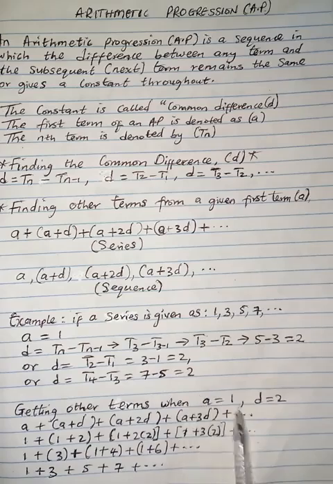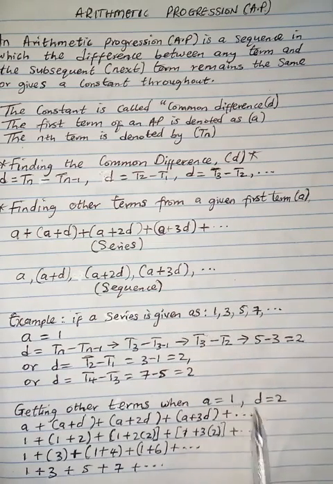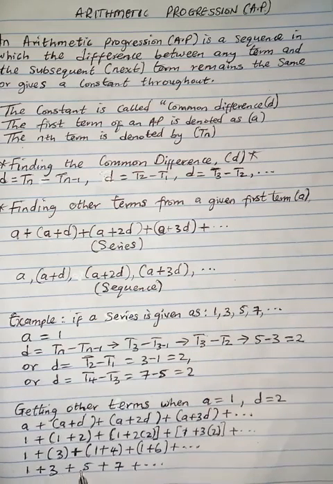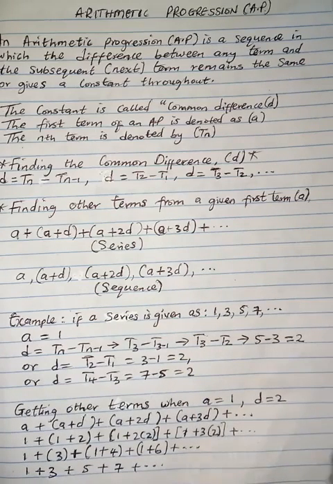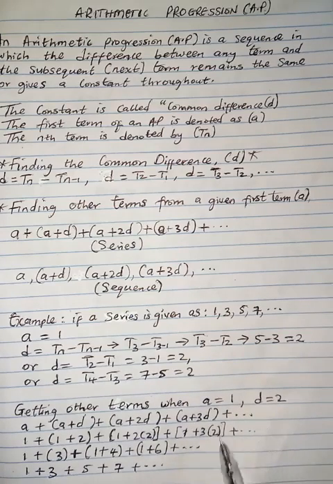Now you find that we have the same thing as we had before, when the common difference is 2 and the first term is 1. So we have 1, 3, 5, 7. That means if we should find for another term, instead of 3D, the next one will be 4D, which eventually is going to give us 9.